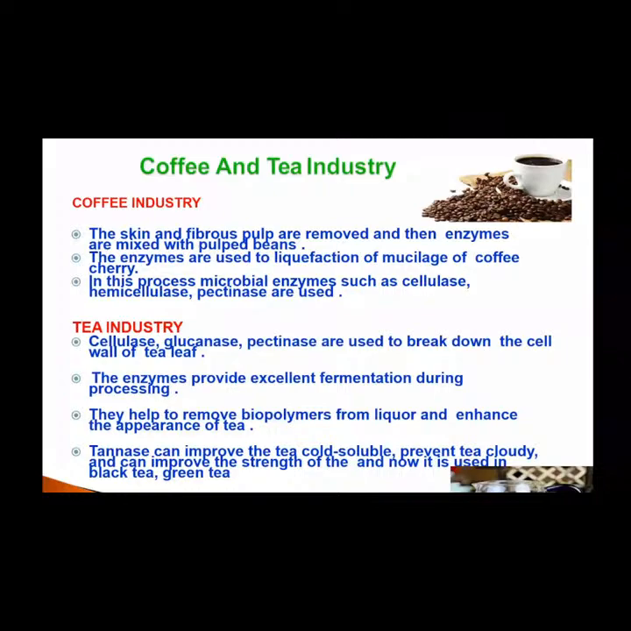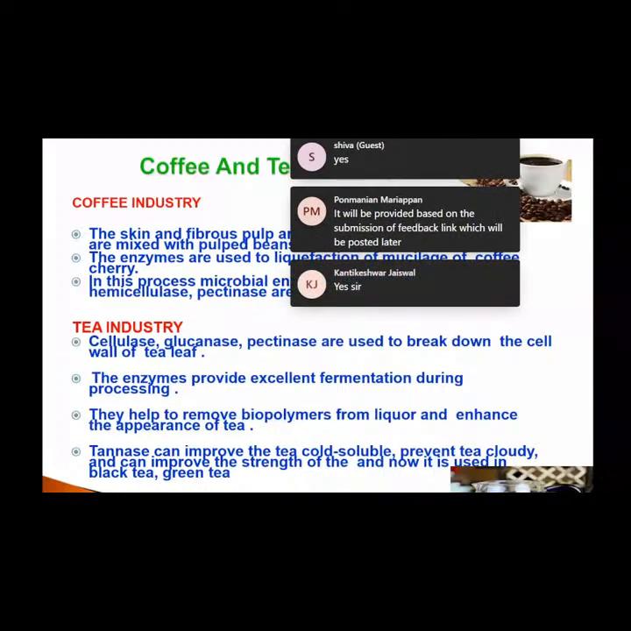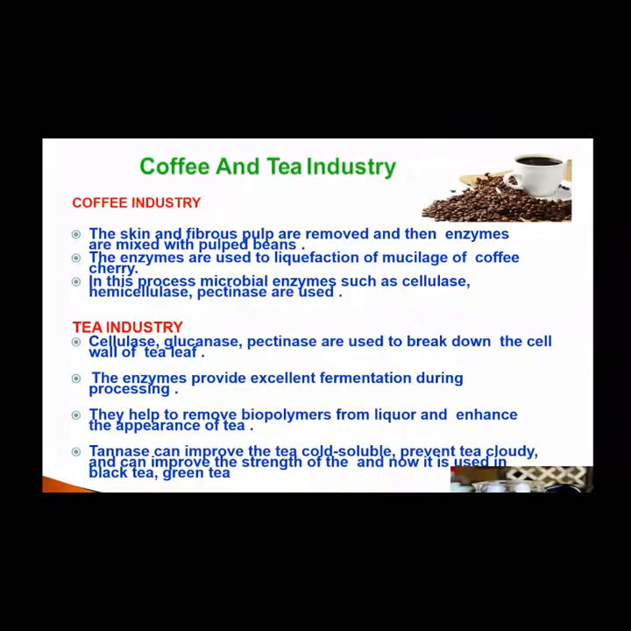Okay. So in the coffee and tea industry, some enzymes are used to improve the taste and quality of tea and coffee. In coffee, enzymes like cellulase, which acts on cellulose, hemicellulase, and pectinase, which acts on pectin compounds, are used. And what are the enzymes used in the tea industry? It is cellulase, glucanase, and pectinase. Next slide, please.